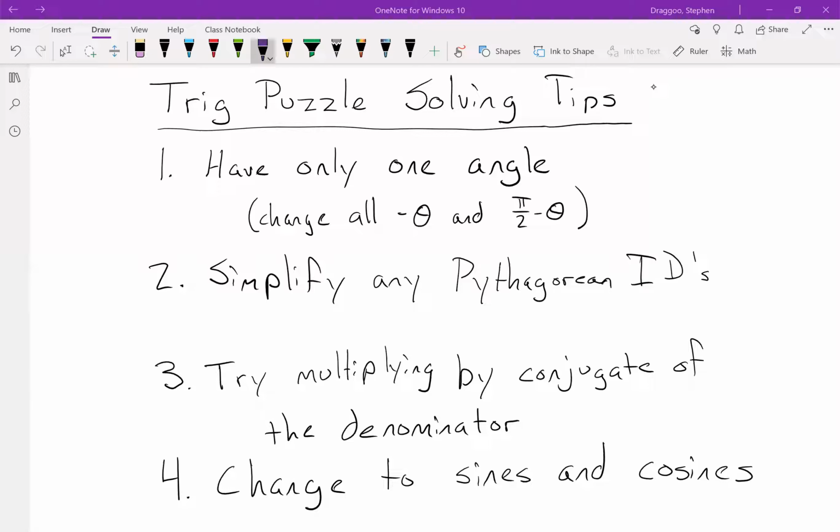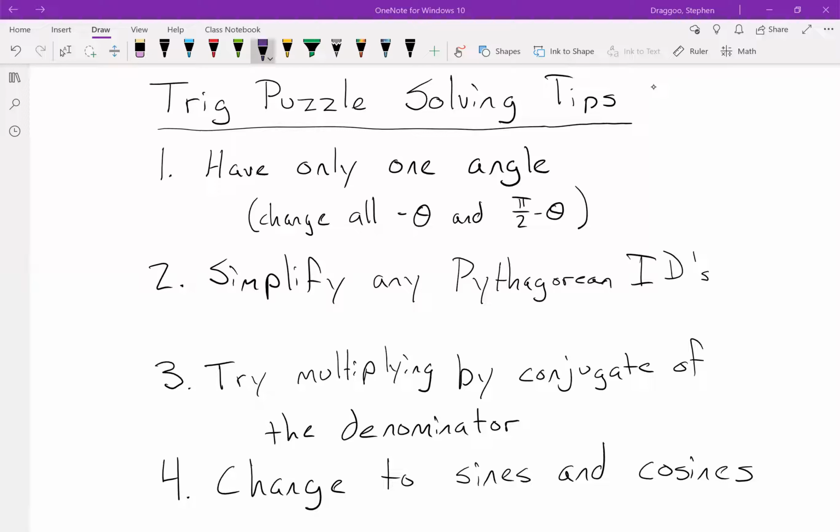So the first tip is to have only one angle. Several of these problems are going to involve negative angles and complementary angles, being the pi over 2 minus theta. So my first tip is to get rid of all of those using even and odd identities or cofunction identities. And that's going to make life quite a bit easier, and it's a great place to get started.